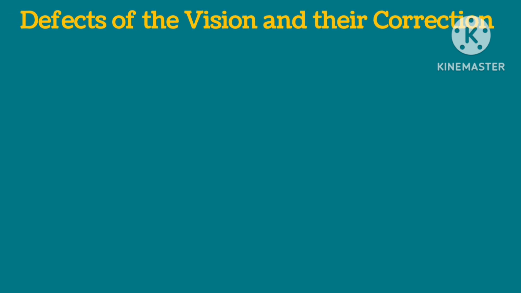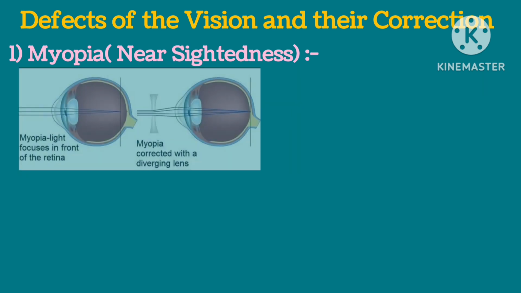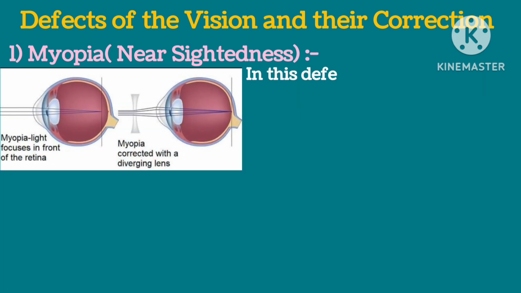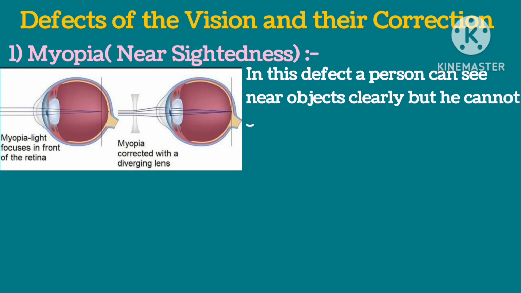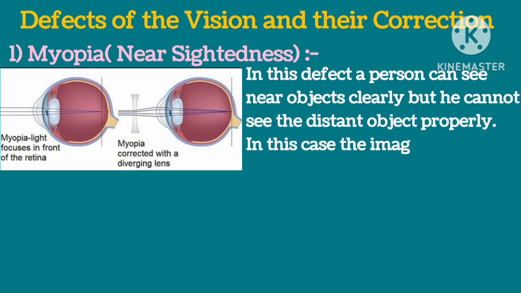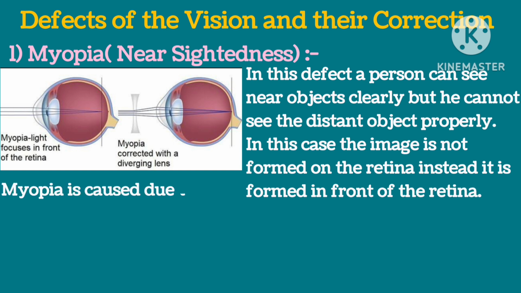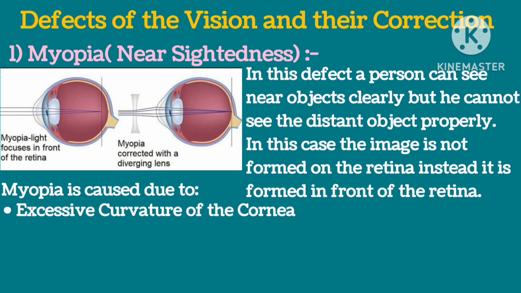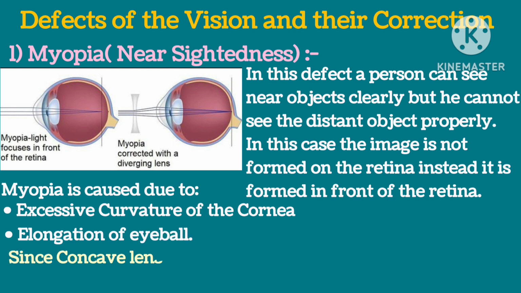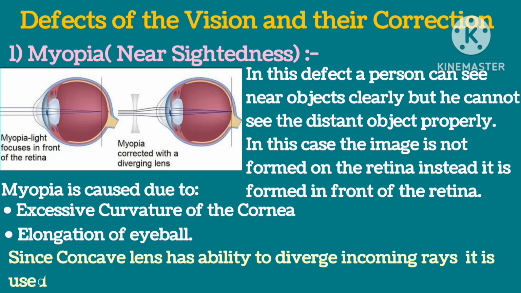Defects of the vision and their correction. First is myopia or nearsightedness. In this defect, person can see near objects clearly but cannot see the distant object properly. In this case, image is not formed on the retina, instead in front of the retina. Myopia is caused due to excessive curvature of the cornea, elongation of eyeball. Since concave lens has the ability to diverge incoming rays, it is used to correct myopia.